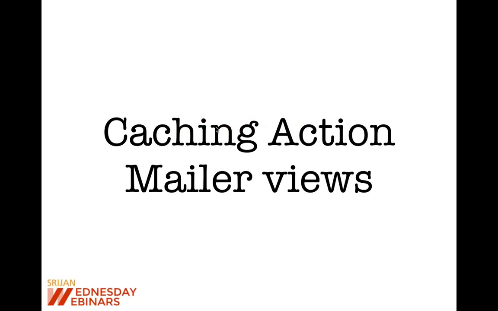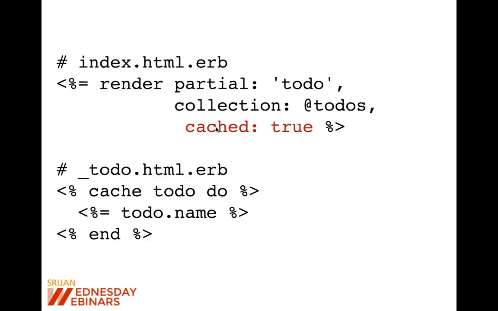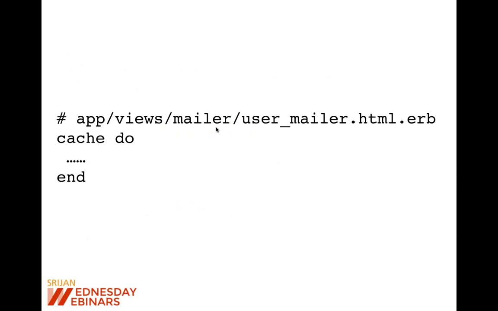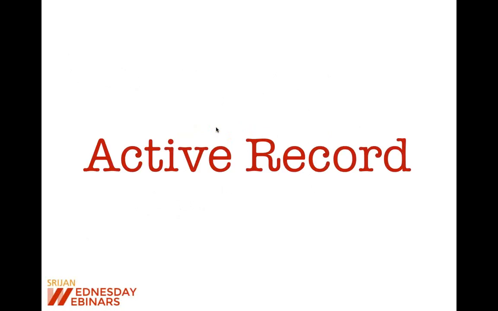The other thing related to caching is related to Action Mailer. Similar to the cache do/end blocks that we have in our application views, we can now use them in our Action Mailer views also. This was not possible in previous Rails versions. So now we can use these cache do/end blocks in our user mailer or any other mailer views, and you get all the benefits of caching in your mailers also.